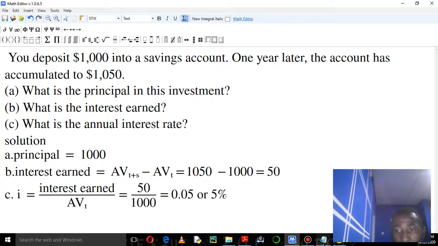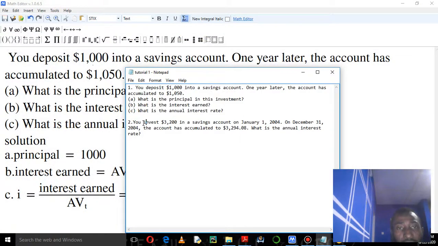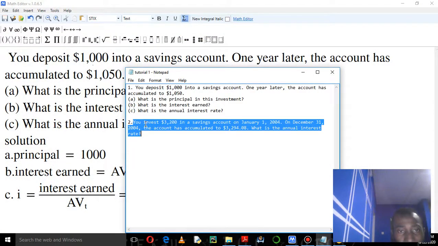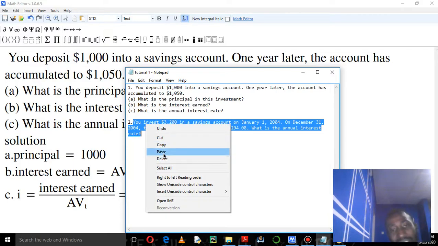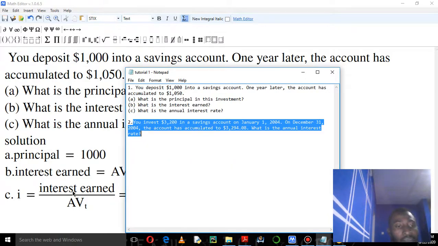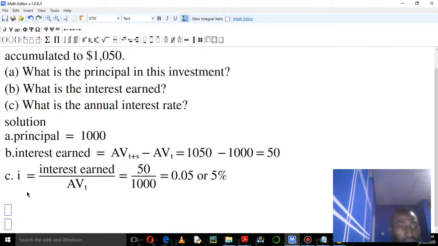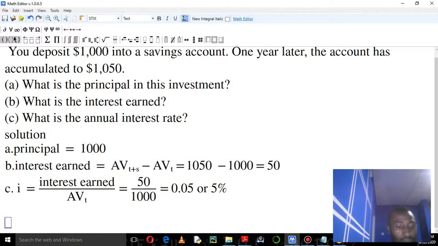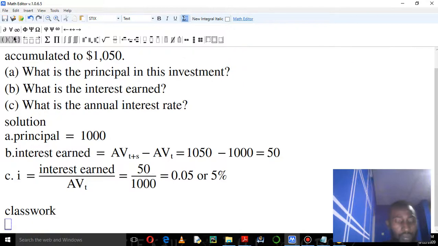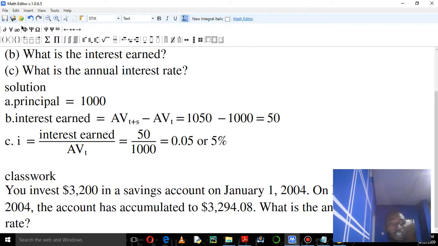Let me check my notepad. I'm giving you a question to solve now, and then you have to submit in the next, let me say, 10 minutes. So this is your question. This is your classwork. Your classwork is this: you invest $3,200 on January 1st.